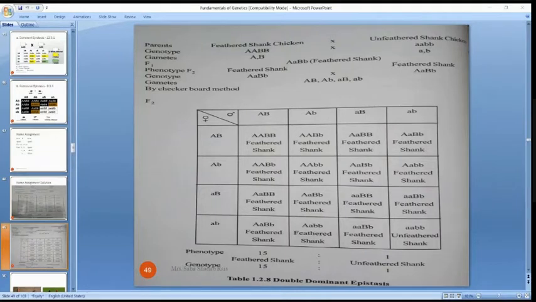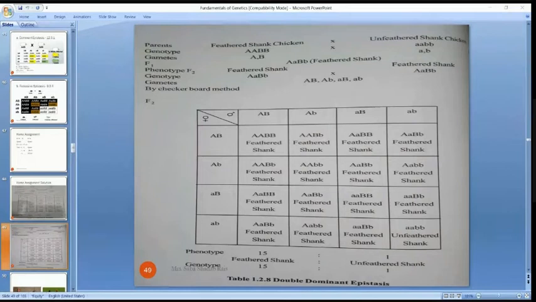Now how does it happen in the case of the double dominant epistasis? Both the genes are equally dominant, so there is no hypostatic gene here. Even if A is present in the dominant form or the B allele is present in the dominant form, the dominant trait is going to be expressed. We'll see this with the help of a dihybrid cross chart. Here I will show you how the feather shank chicken looks. These are the feathered shanks and this is the unfeathered chicken. So let us go to our example.